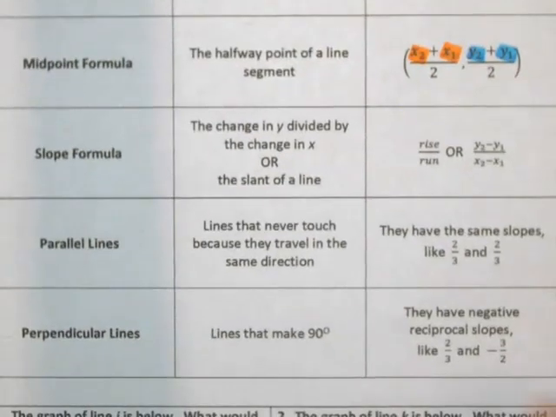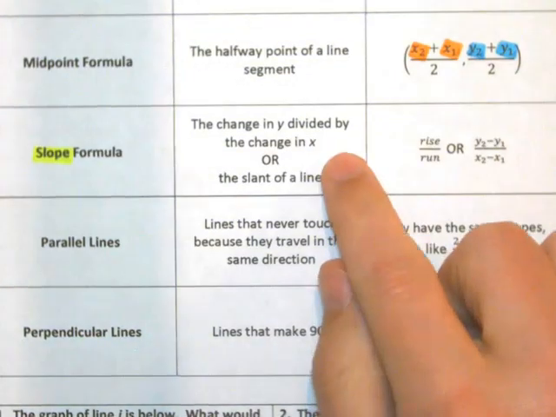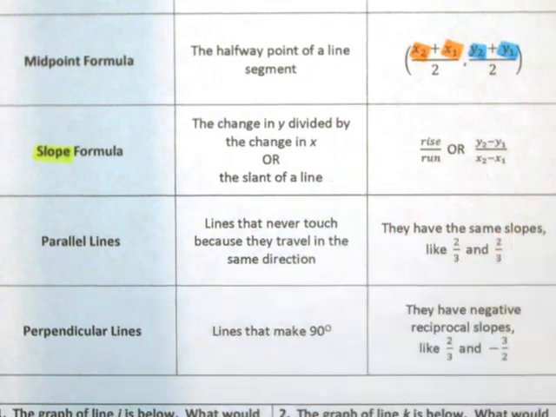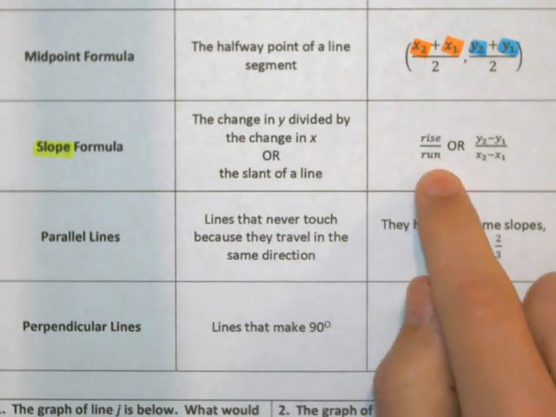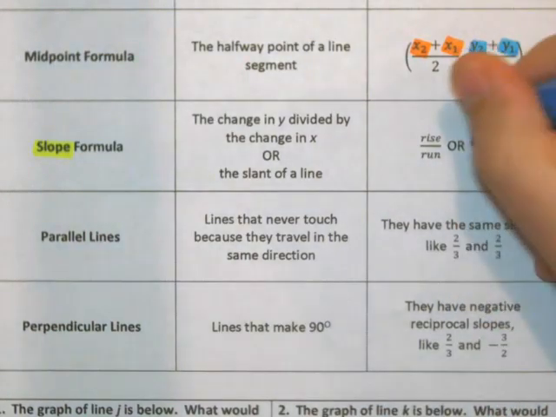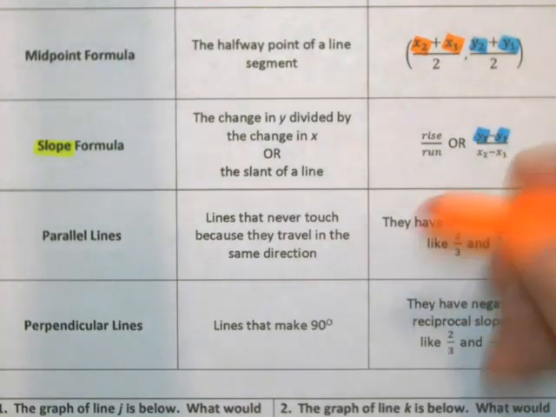Next is the slope formula. Remember that you learned this in algebra. Slope is the change in y divided by the change in x, or the slant of a line. Sometimes we talk about slope as rise over run, but as a formula, we've got y minus y on top, x minus x on bottom.